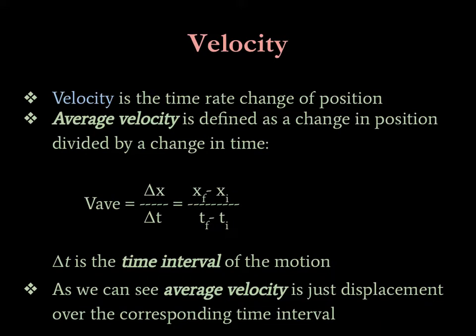Our second vector of the day then is velocity. And velocity is the time rate change of position. And what that means is it's simply the change in position over change in time, which is what we have down here. So our average velocity then is the total change in position, or the total displacement, which is delta x, divided by the total change in time. And so again, displacement, final position minus initial position. Time is final time minus initial time.